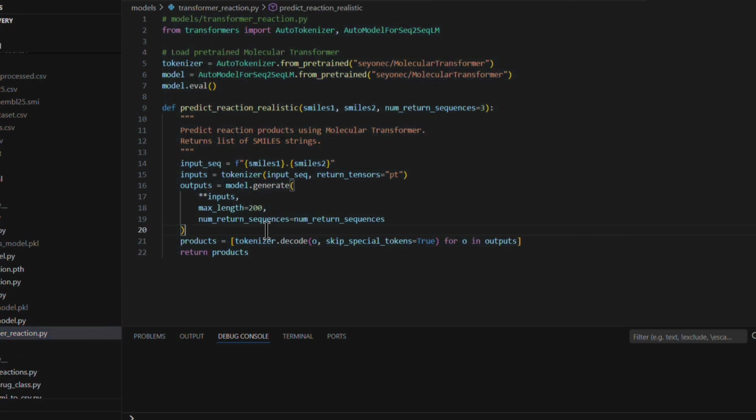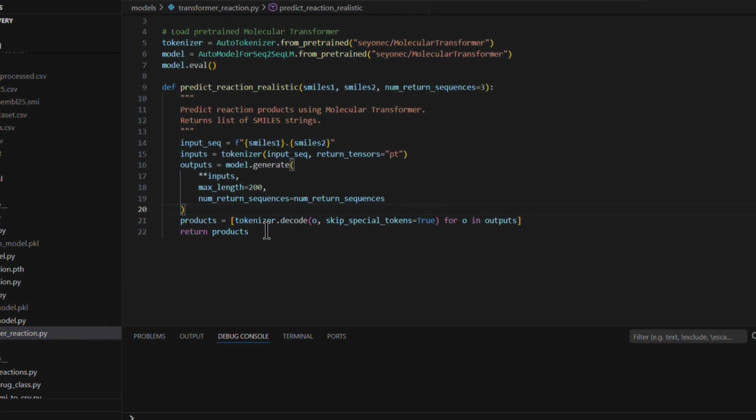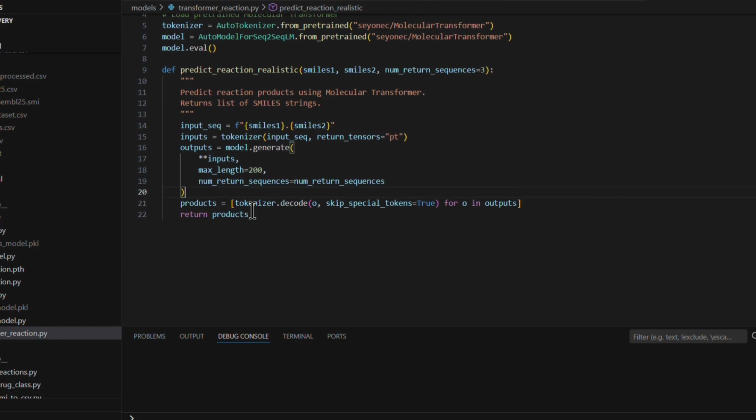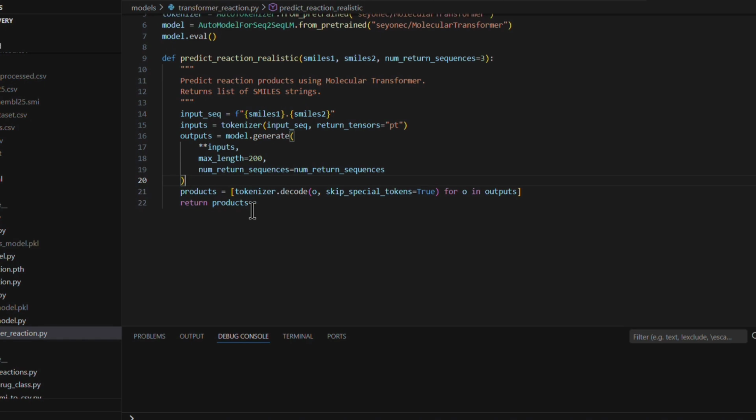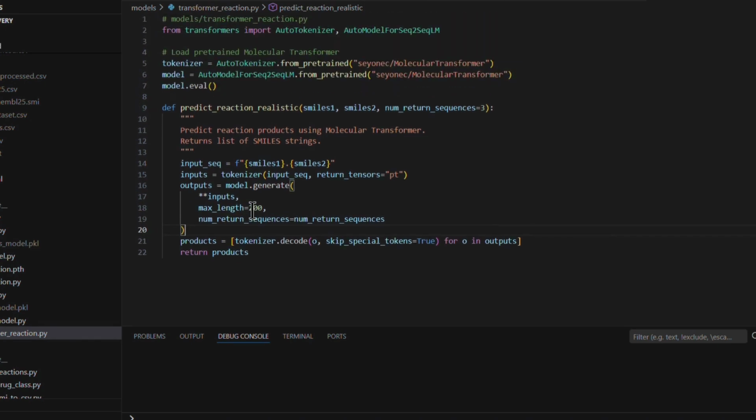And this code is used to predict realistic chemical reaction products using a pre-trained transformer model. It takes two molecules, combines them into a single input sequence and processes it using a molecular transformer. The model understands chemical patterns and generates possible product molecules. It can return multiple predicted products for the same reaction. Overall, it provides more accurate and realistic reaction output compared to basic or dummy predictions.